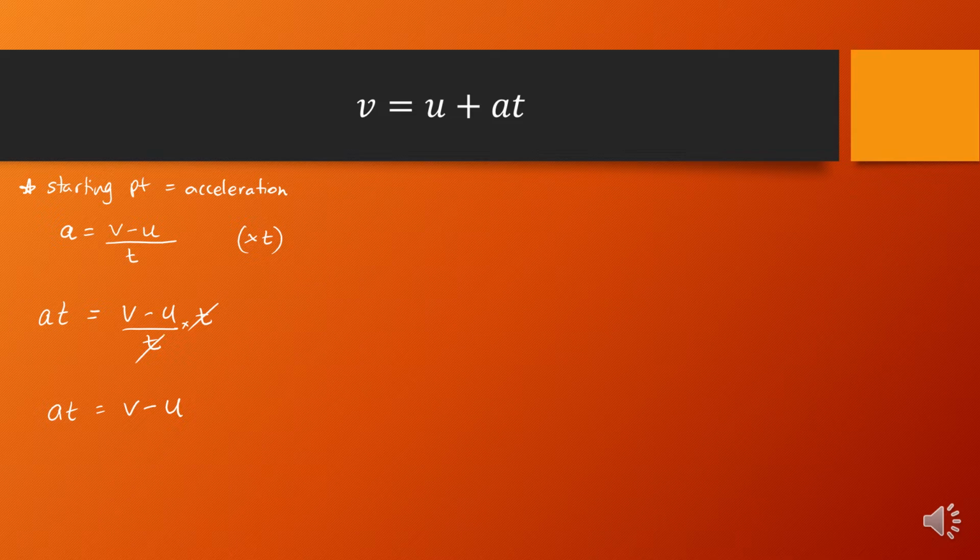We want v equals, so we will isolate that on one side of the equation by adding u to left and right. And we'll be left on the left hand side with positive u plus at equals v, which of course gives me the final product. If I just flip left with right, we get v equals u plus at.